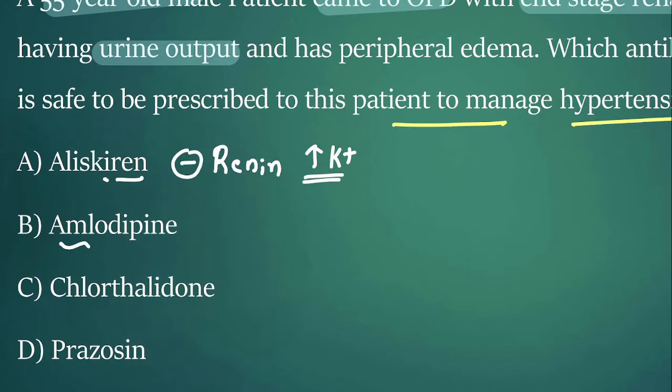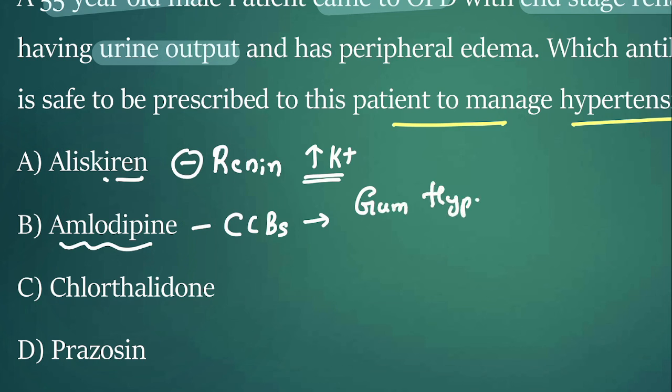Moving on to amlodipine. Amlodipine belongs to the CCBs. It's one of the first line antihypertensives. But if you see the adverse effects, two common adverse effects we see on long term are gum hyperplasia, and the patient may develop pedal edema.